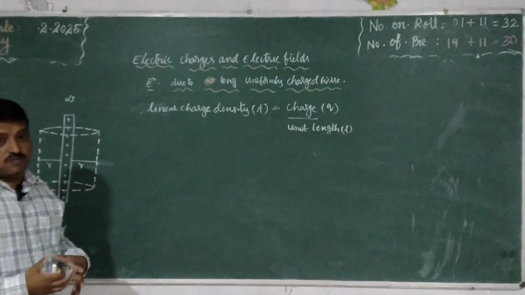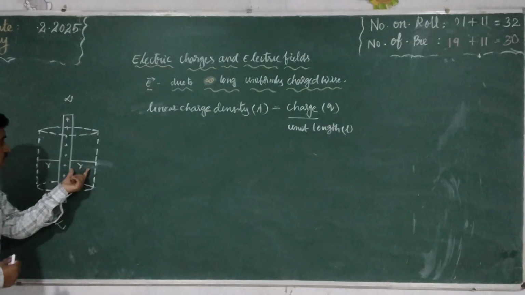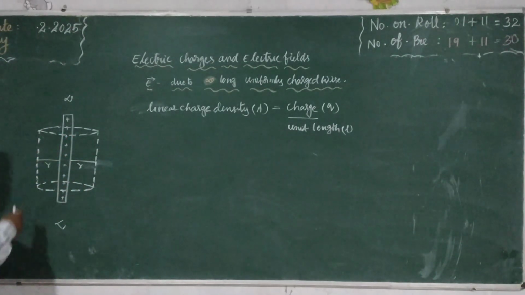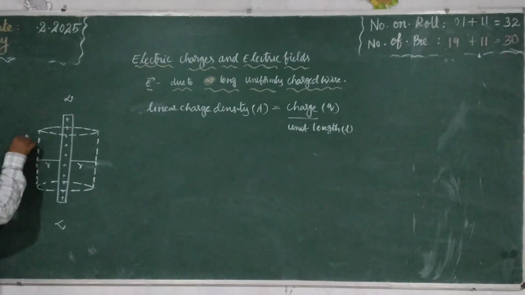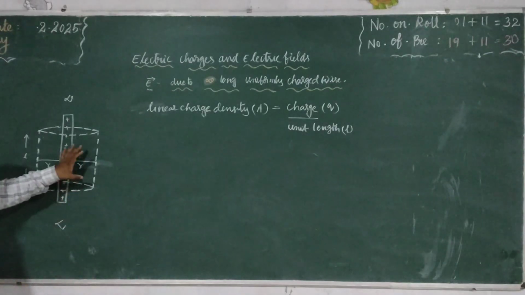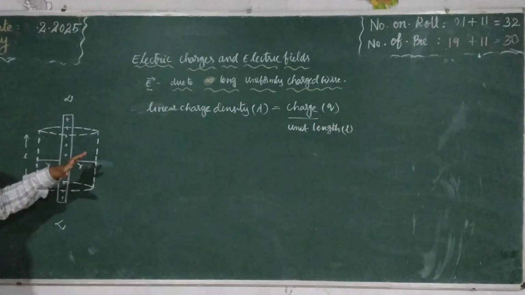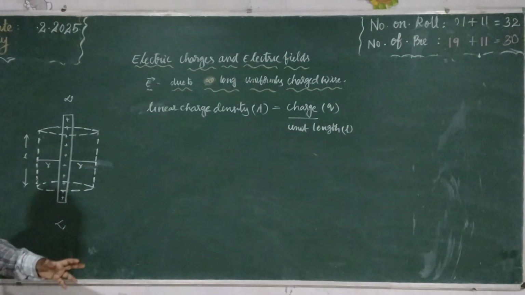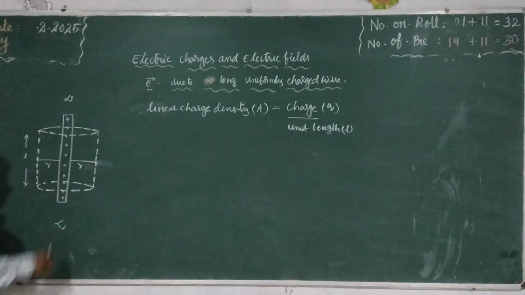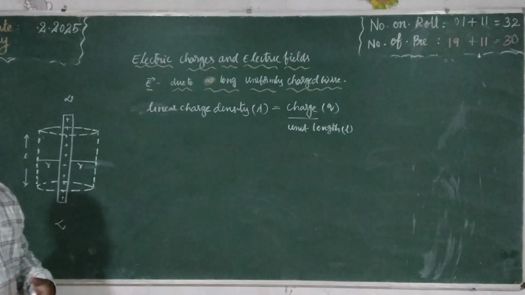What is the Gaussian surface here? Cylinder is the Gaussian surface. That's why we draw a cylinder at distance r. This Gaussian surface has length L. The charge is distributed uniformly and symmetrically at every point. Symmetric means the charge distribution is the same. The Gaussian surface should be symmetric about the charge distribution.